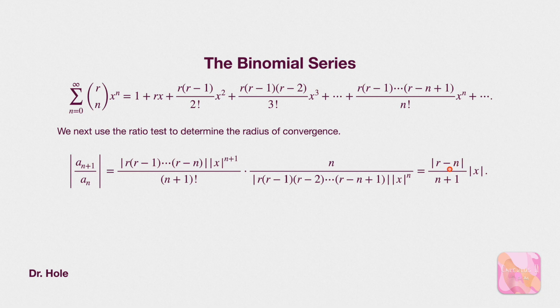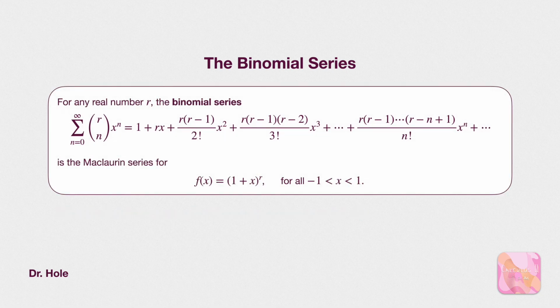As this is the ratio test, we want to let n tend out to infinity. And in the limit, the absolute of n over n is going to tend to 1, leaving us with absolute of x. So for convergence to occur, we need the absolute of x to be strictly less than 1. Nice. So this establishes the radius of convergence of the binomial series, and that it's the open interval from -1 to 1. Very good.